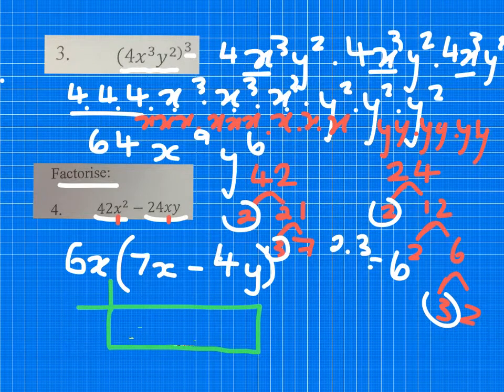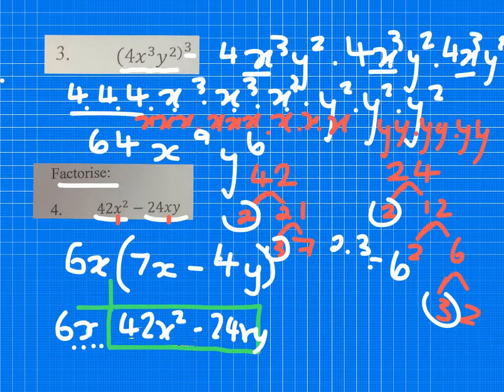Similarly, if we're going to use the rectangle method, we know that 42x squared minus 24xy will be the area, and then we have to find the factors that multiply together to make that. If we look along here, the highest common factor of 42x squared minus 24xy would be 6x. And then we can work out that 6x to make 42x squared would need to have a 7x. And when we have 6x to make a negative 24xy would need a negative 4y. The two factors that are multiplied together would be the 6x and the 7x minus 4y.